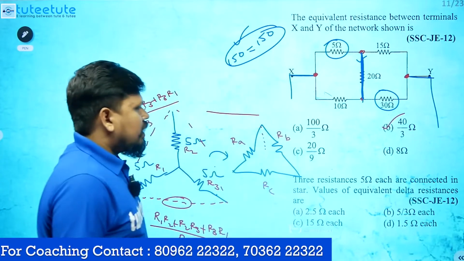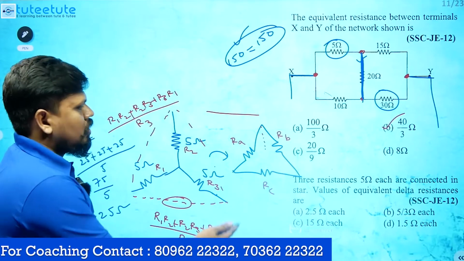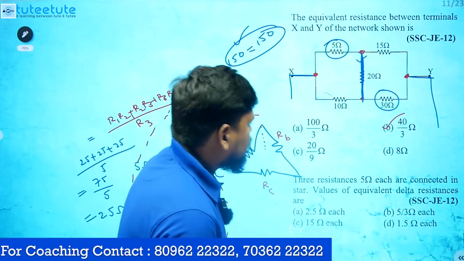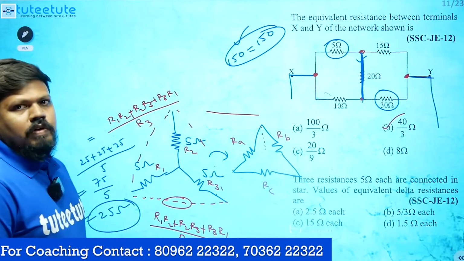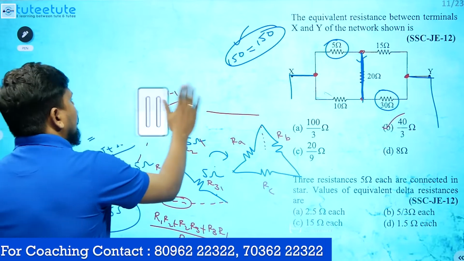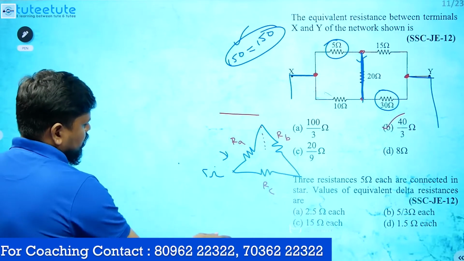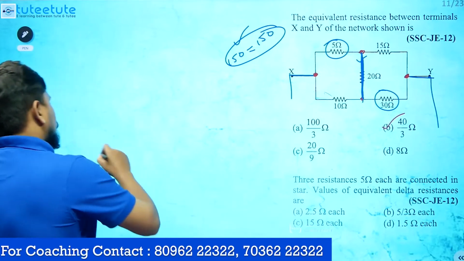They are asking for the values of equivalent delta resistance. The option is not present. In delta connection you will get a higher value, that is 25 ohms. Similarly, if the same resistances are given in delta connection, we will consider them connected in delta first and try to convert into star connection.